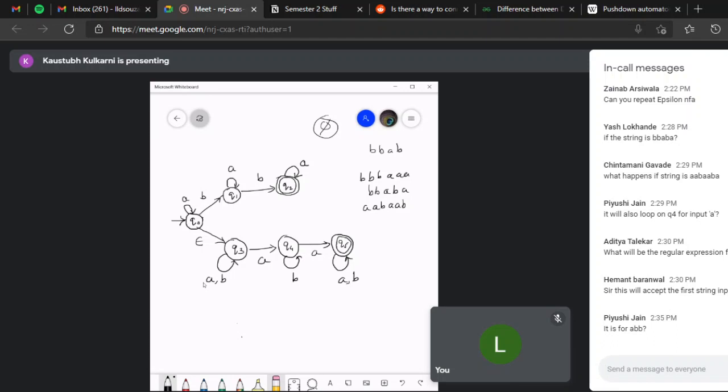Okay, so any number of A's followed by exactly two B's. So in the strings which have exactly two B's, we have to take this upper branch. So in that case, if it starts with A, then it will be a problem if this self loop on A is not there at Q0.